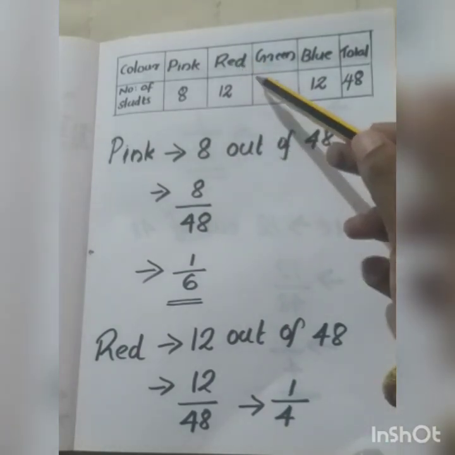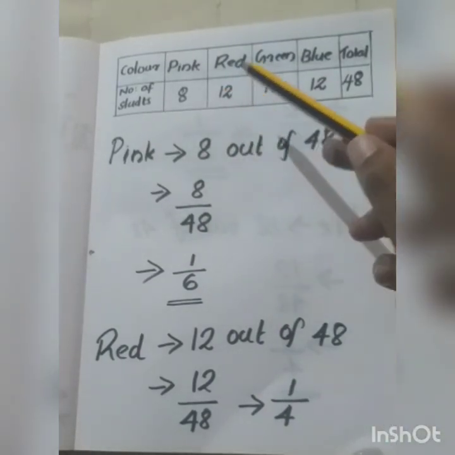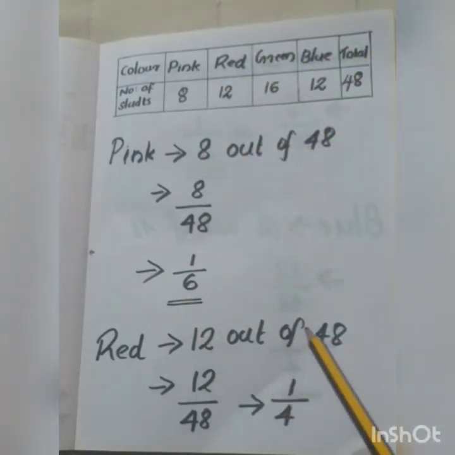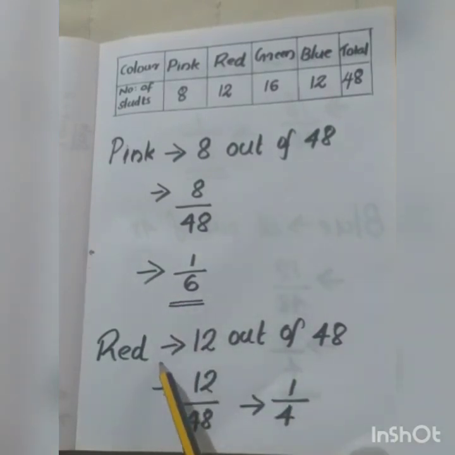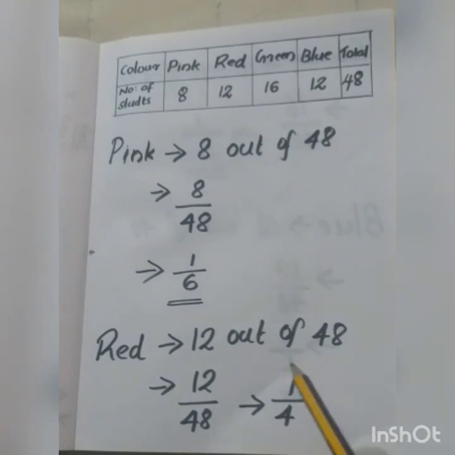Next, red. How many students? 12 students like red. That is 12 out of 48 students. So representing it as a fraction, 12 by 48, you will get 1 by 4. Here we are dividing by 12. The common factor is 12. So 12 divided by 12 you will get 1. 48 divided by 12 you will get 4. So the color red represents 1 by 4 of the circle.